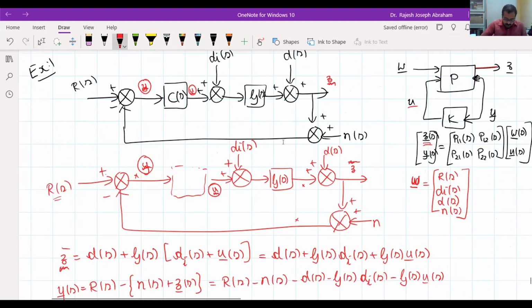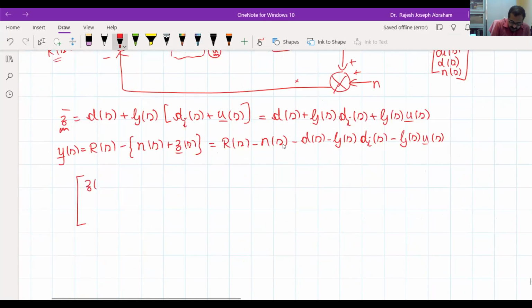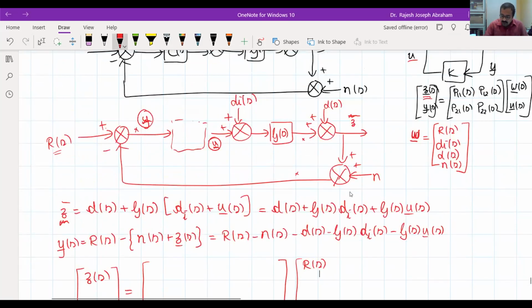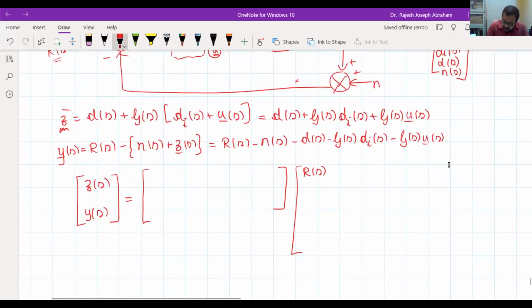Okay, so now let me put these things in matrix form. So Z of S, Y of S must be equal to something into, what are the inputs? Inputs are W and U. Okay, W and U are the inputs. So W is R of S, di of S, D of S, N of S, and then we have U of S.